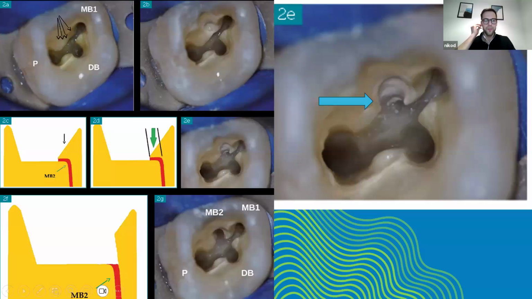So I mainly use Mansberg. If you're asking me how to find the MB2 canal, it's good to use Mansberg.